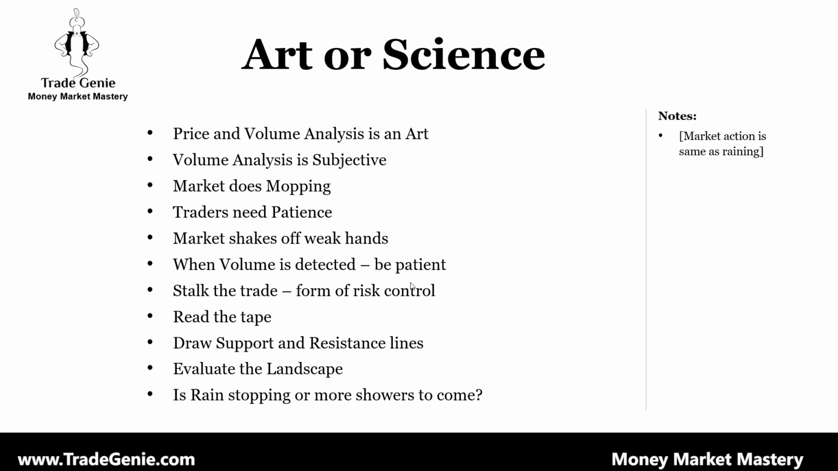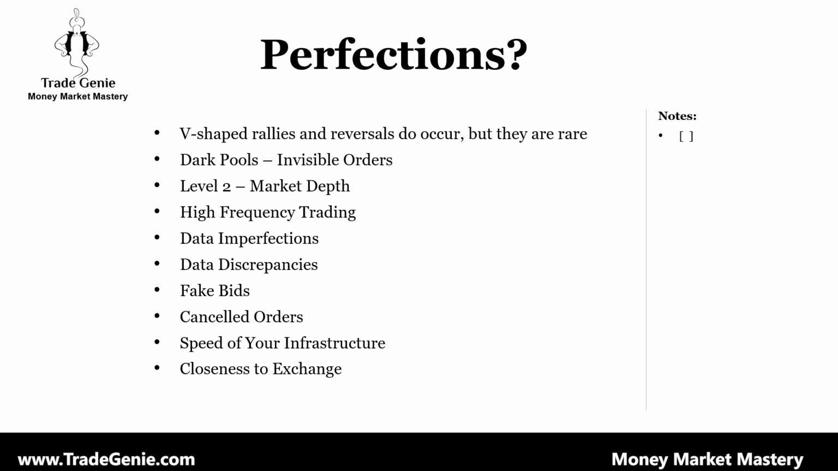So be systematic. Create a form of risk control, read the tape, read the price level, draw the support and resistance line. Learn to draw the support and resistance line on an intraday chart. You can draw support and resistance on a daily chart, that's one time, but the actual support and resistance evaluation is at the intraday level. Evaluate the landscape and ask yourself, have the buyers gone and the sellers are here, or have the sellers gone and the buyers are here?